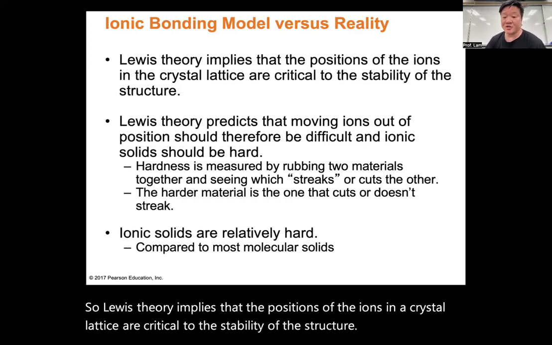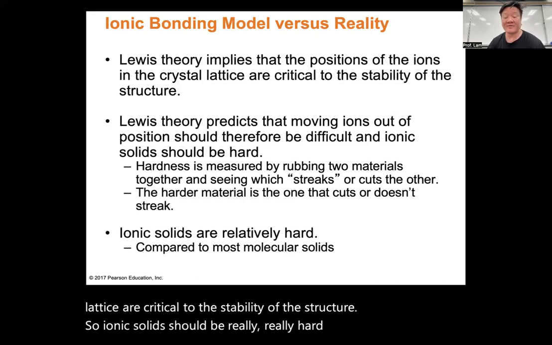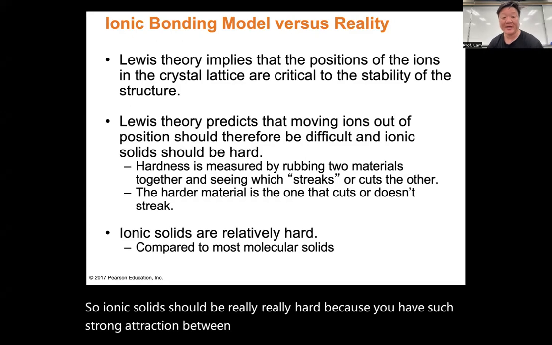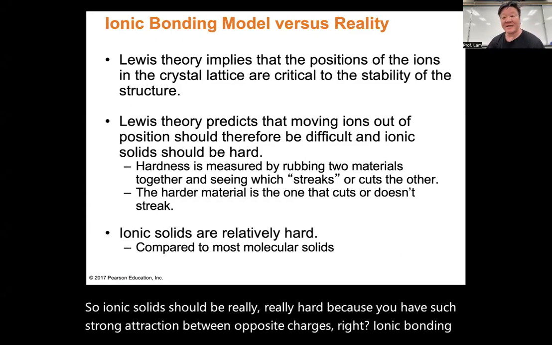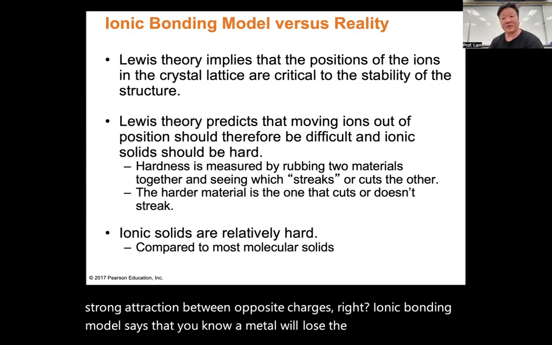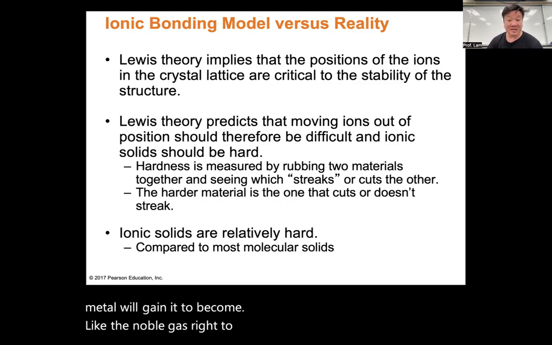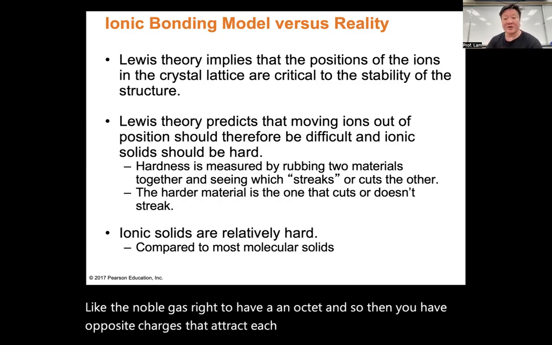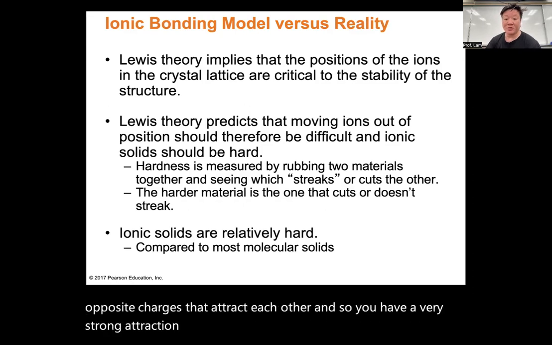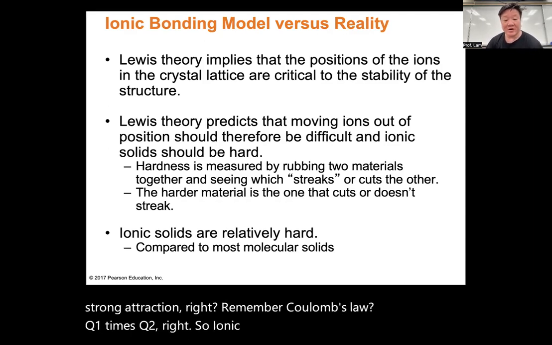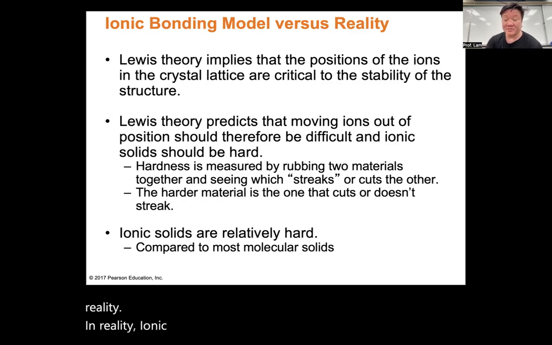So ionic solids should be really, really hard because you have such strong attraction between opposite charges. Ionic bonding model says that a metal will lose the electrons, the non-metal will gain it to become like the noble gas, to have an octet. And so then you have opposite charges that attract each other. And so you have a very strong attraction. Remember Coulomb's law? Q1 times Q2. So ionic solids are really hard. And this is true. In reality, that's why they're solids, first of all, and they're very, very hard.